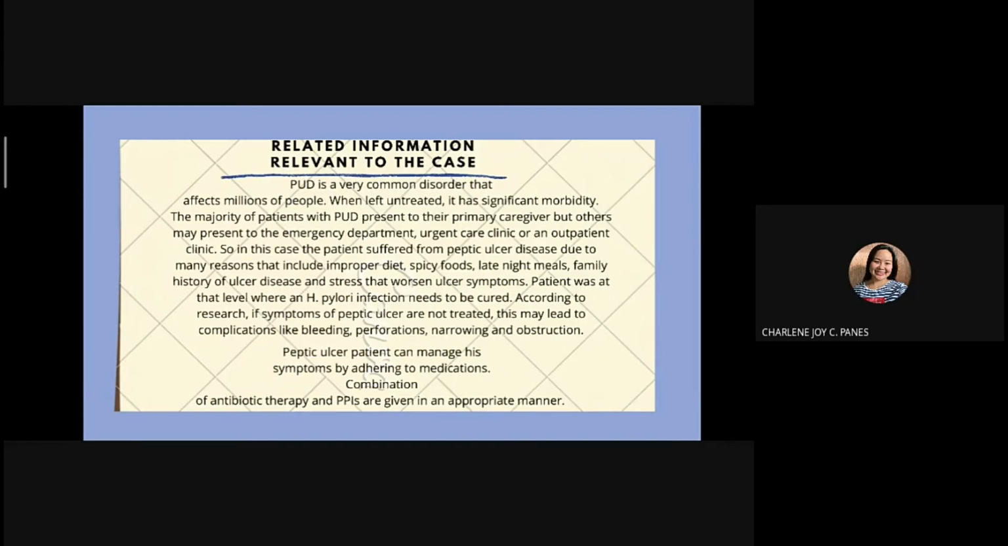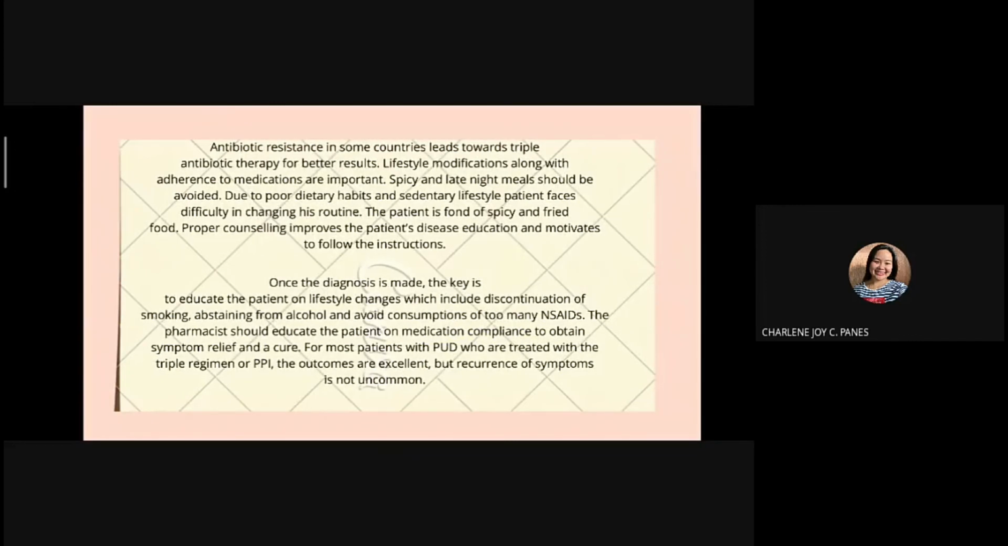The patient was at the level where an H. pylori infection needs to be cured. According to research, if symptoms of peptic ulcer are not treated, this may lead to complications like bleeding, perforations, narrowing and obstructions. A peptic ulcer patient can manage his symptoms by adhering to medications. Combination of antibiotic therapy and PPIs are given in an appropriate manner. Antibiotic resistance in some countries leads towards triple antibiotic therapy for better results. Lifestyle modifications along with adherence to medications are important.